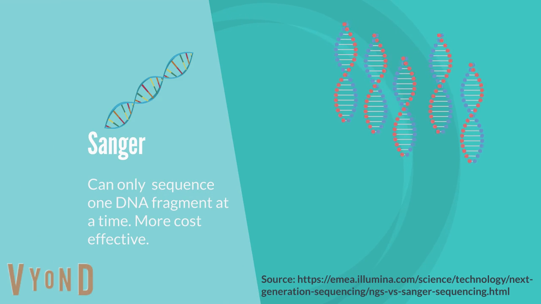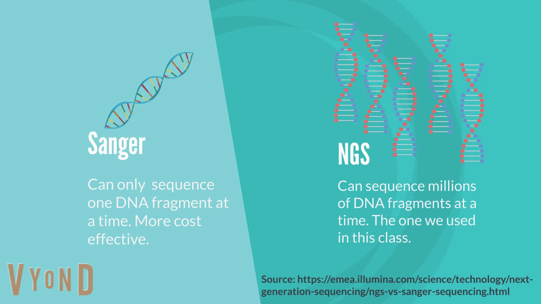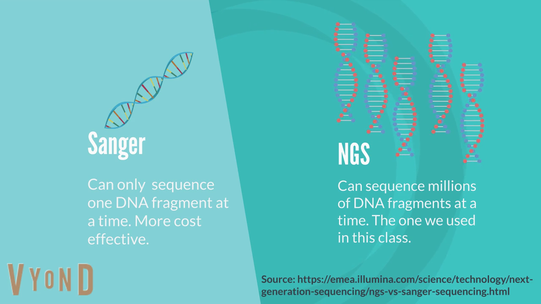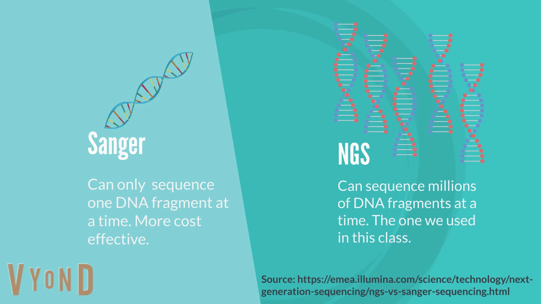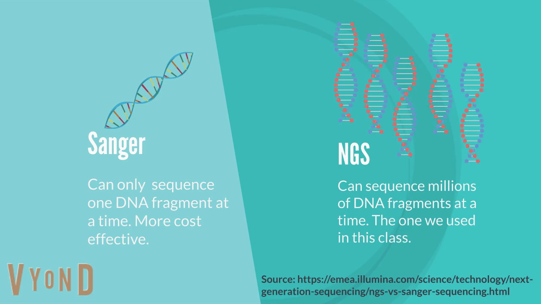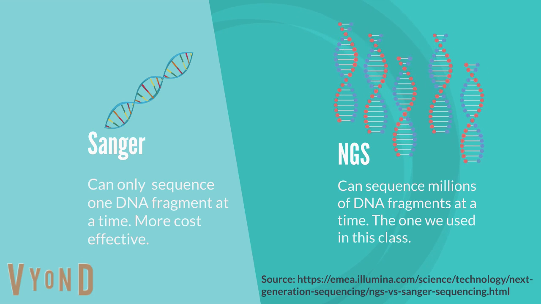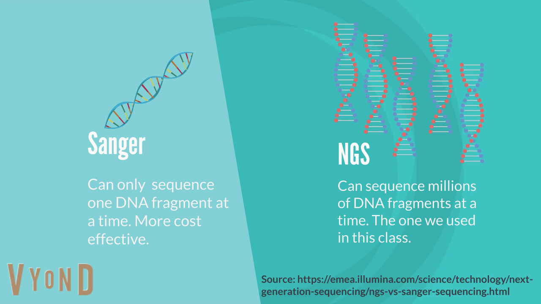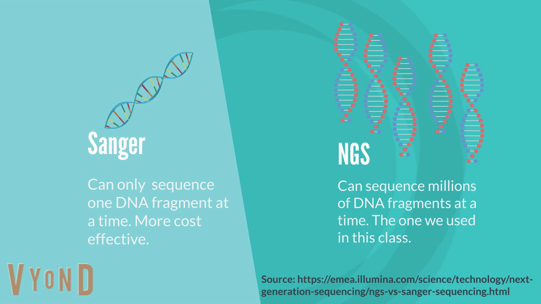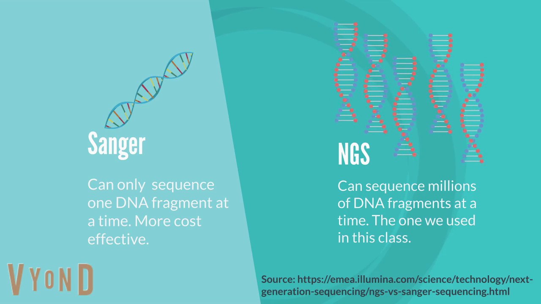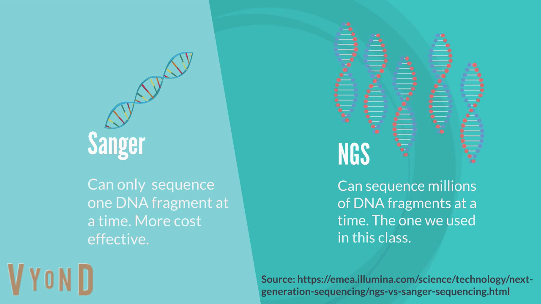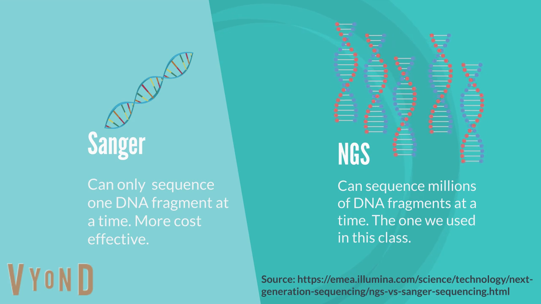There are 2 main types of DNA sequencing that we talked about this semester. One was Sanger, which can only sequence 1 DNA fragment at a time. However, it is more cost effective. But the one that we used in this class, because we wanted to find and identify ideally all of the bacteria in our starters, was NGS, which can sequence millions of DNA fragments at one time.